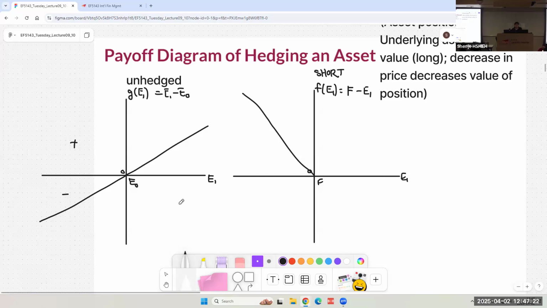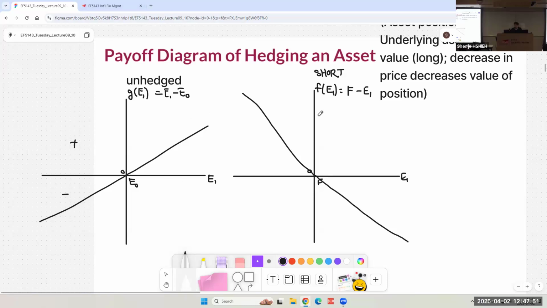Right? This is exactly what we wanted, right? We want protection from this downside risk in which E1 falls below E naught. This can be eliminated with a forward contract that pays off something when the asset price falls. But of course, I can lose money from this position if E1 exceeds F, right?